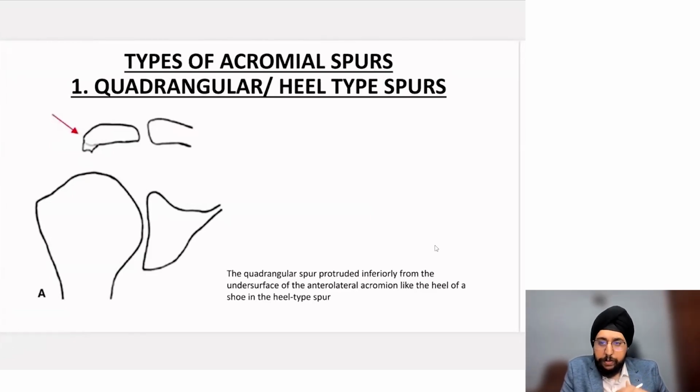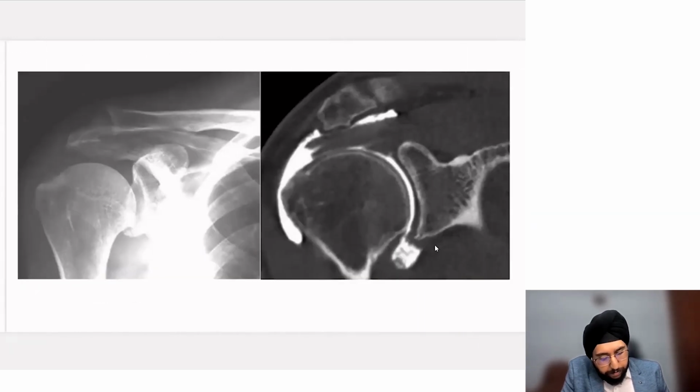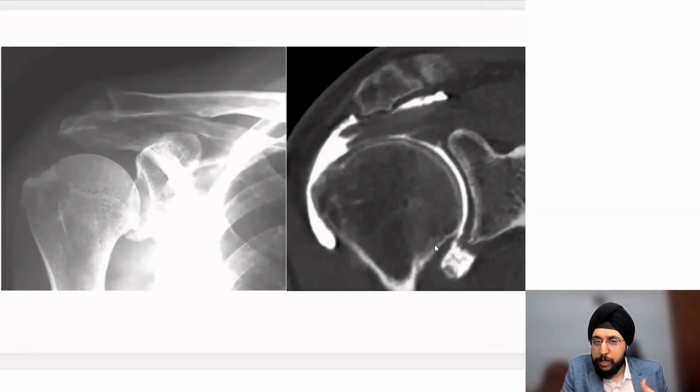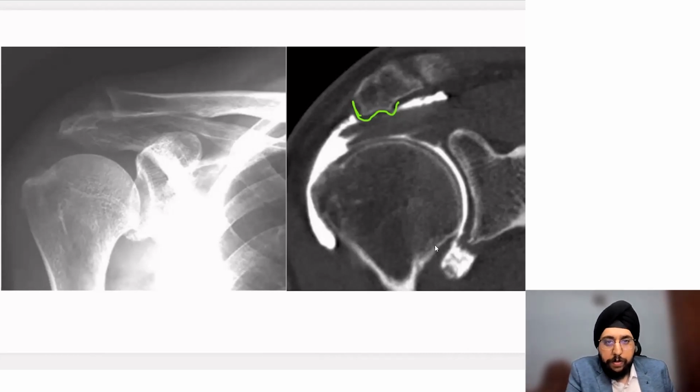Any spur which is from the inferior undersurface of the acromion but away from the AC joint, we call this the heel type of spur. This also has to be reported in the X-rays as well. Don't miss these. You have to mention this in your reports because this patient is at an increased risk of shoulder impingement. Again, this is the heel type of spur.